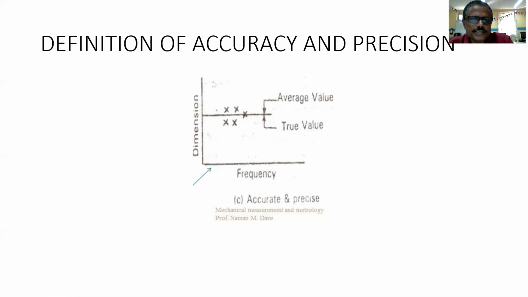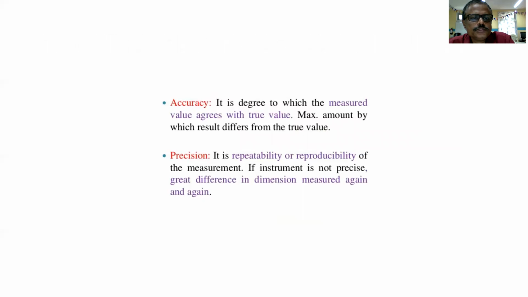So precision means the repeatability of the measuring instrument, whereas accuracy means the agreement of the readings with the true value. How close you are to the true value is known as accuracy. So these things are important when it comes to measuring instruments. So we will define it like this.